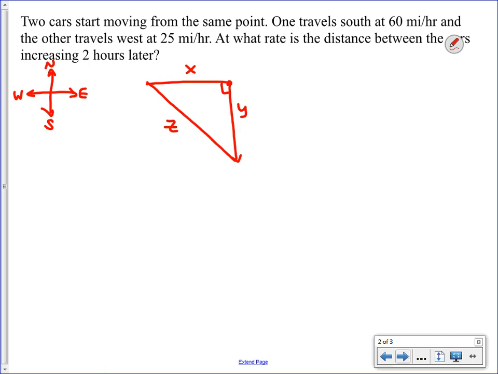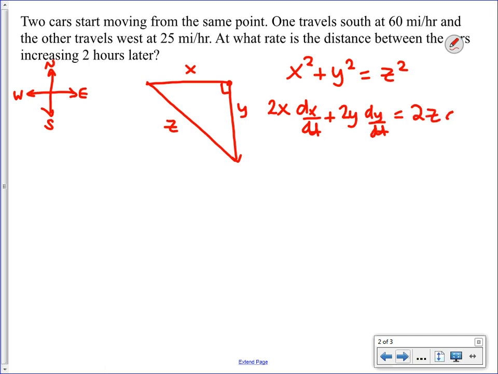All right, so we're going to use Pythagorean theorem to set up our equation, and we're going to go ahead and find our derivative with respect to time. So we're going to get 2x dx/dt plus 2y dy/dt equals 2z dz/dt. All right, now let's think about what we know and can plug in.